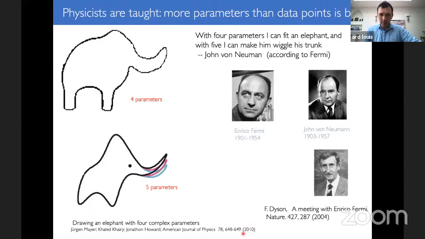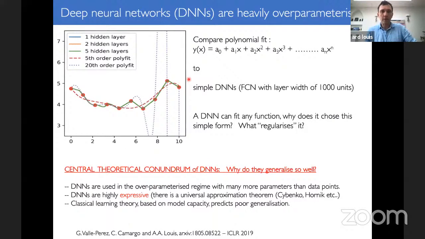It turns out, if you look at this paper from about 10 years ago, you can in fact model an elephant with 4 parameters. And if you add a fifth parameter, you can make it wiggle its trunk. So the intuition that we've received, and that is very important for physicists, is that you should always minimize the number of parameters, because if you have too many parameters, you can fit effectively anything. And so that is a question for us when we looked at neural networks, because neural networks typically have many, many thousands of parameters, hundreds of millions, even billions of parameters, way more parameters than data points.